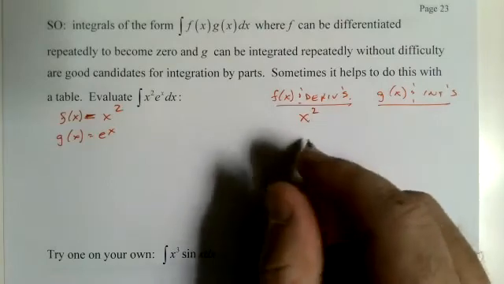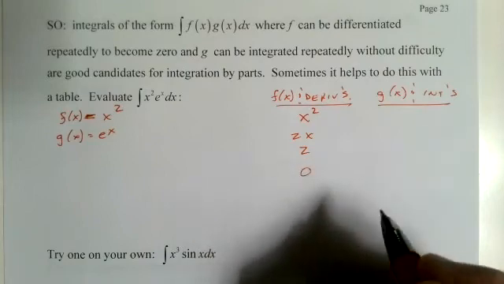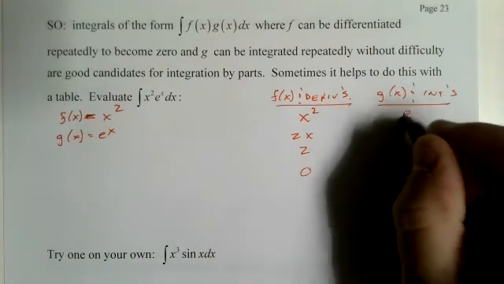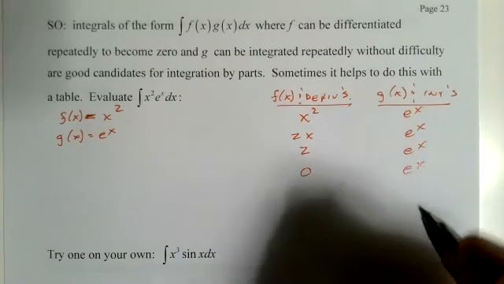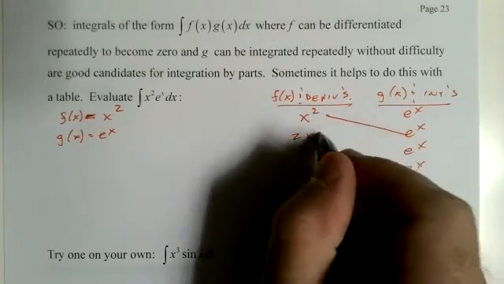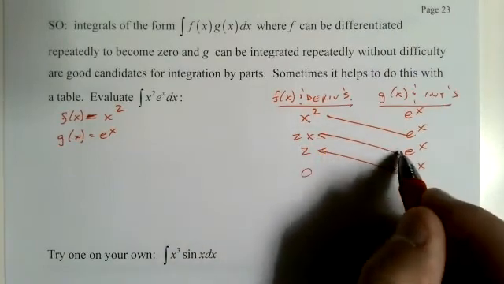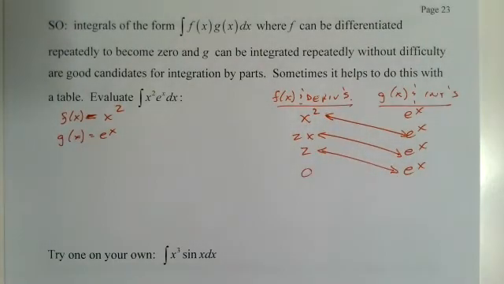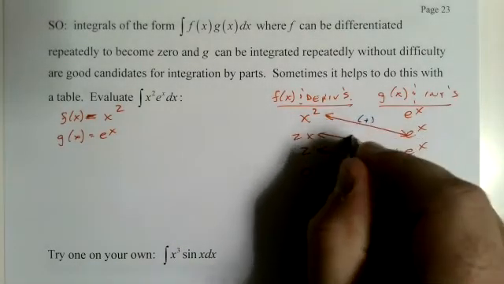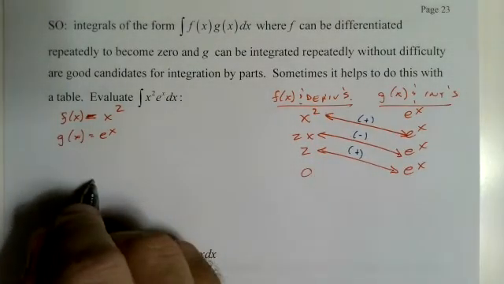X squared, 2x, 2, and wait till you get to the 0. e to the x, e to the x, e to the x, e to the x. We connect them on a diagonal. You ever watch the movie Stand and Deliver? He does this and he calls it tic-tac-toe. Here's the hard part. There's that minus in there. So the first one is positive. Next one's negative. Next one's positive. So here's what you get.